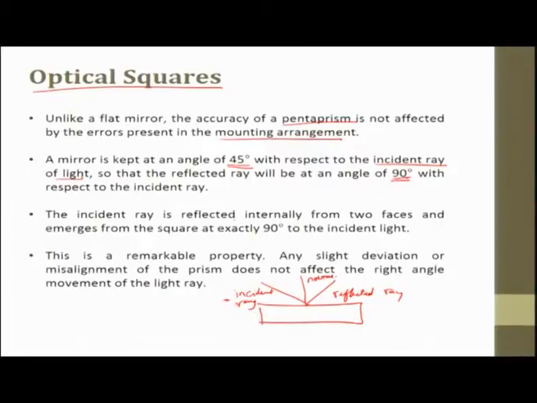The incident ray is reflected internally from two faces, face 1 and face 2, and emerges from the square at exactly 90 degrees to the incident light. This is a remarkable property. Any slight deviation or misalignment of the prism does not affect the right angle movement of the light ray. This is a very important device, the optical square, which is used to check the perpendicularity of any object.